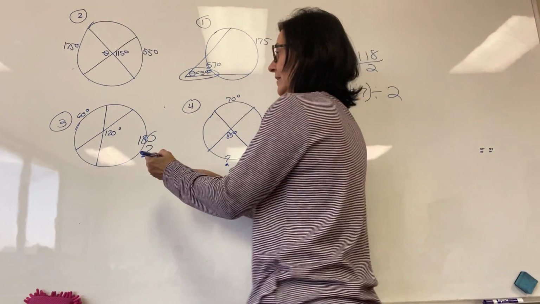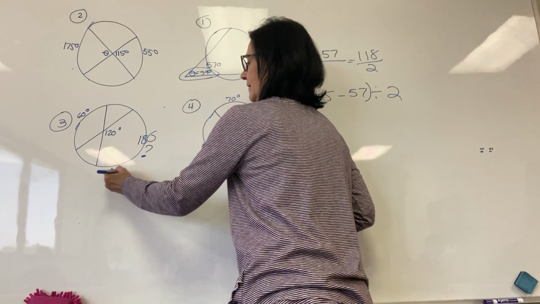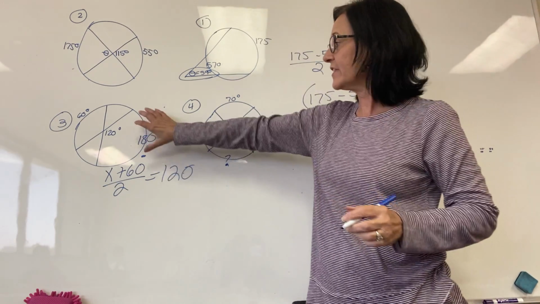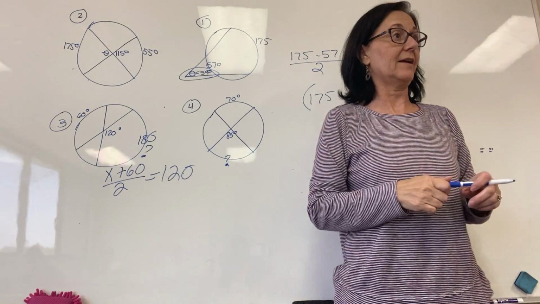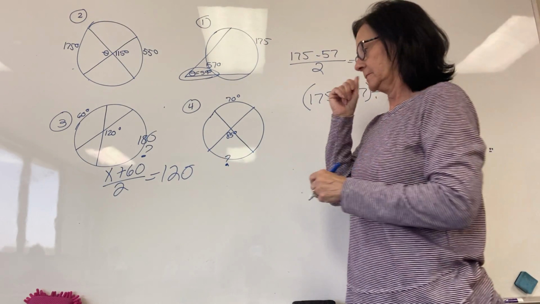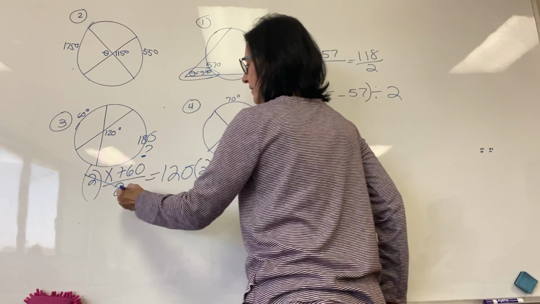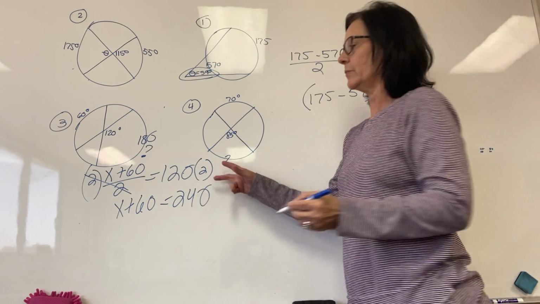So, Corinne, what was your formula? I did x plus 60 divided by 2 is equal to 120. Correct. Whatever this arc is, plus that arc, divided by 2 has to equal the angle. Then what did you do? I multiplied both sides by 2 and then the 2 cancels out. Yep, multiply by 2 so that you have x plus 60 is 240. Guys, this is simple algebra.